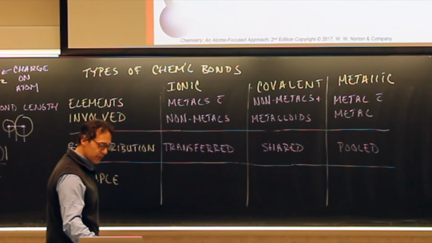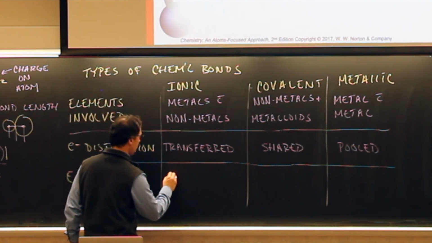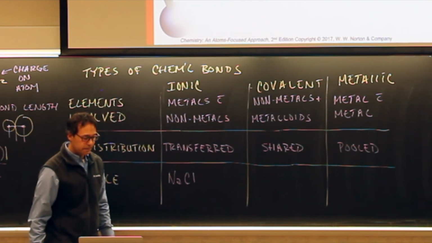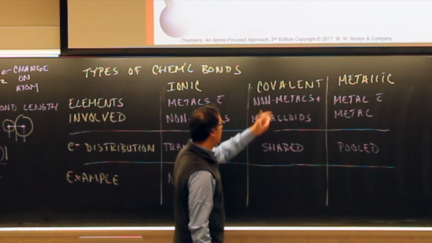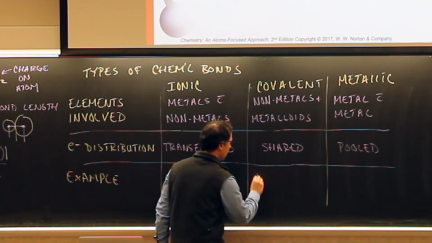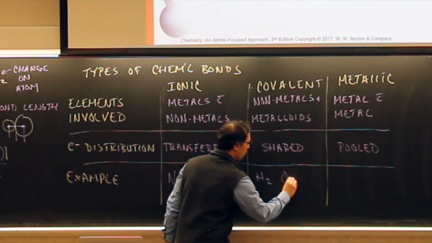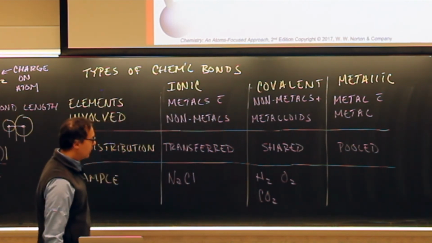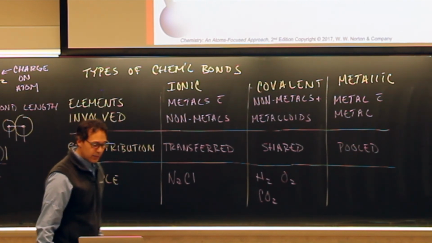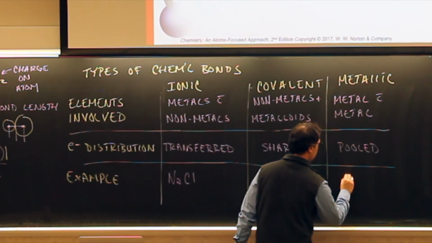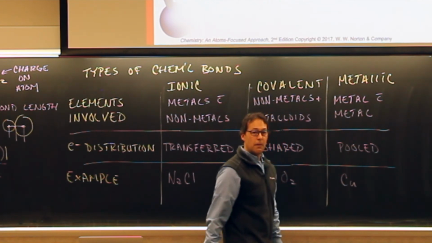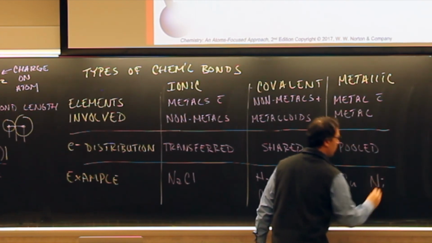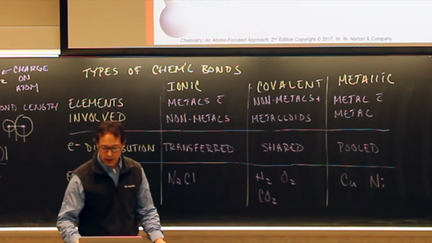And then some examples of these. For an ionic compound, we have NaCl, sodium chloride. Covalent compounds are going to be nonmetals, so like H2 or O2 or CO2, these will all be covalent. And then metallic, this could be like copper metal, which conducts electricity, or say nickel, which conducts electricity.